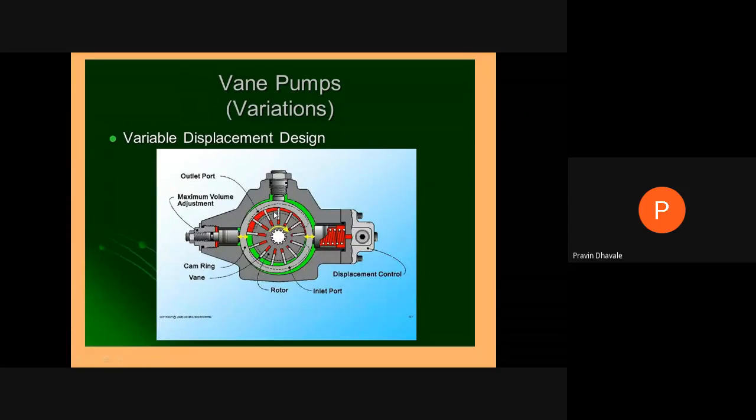Whatever pressurized fluid there is, it will come out from the outlet port. This will be the outlet port. Red color shows the outlet port, and green shows the inlet port. Here, if you observe this dotted line clearly, this will show the inlet port, and this will be for the discharge port.